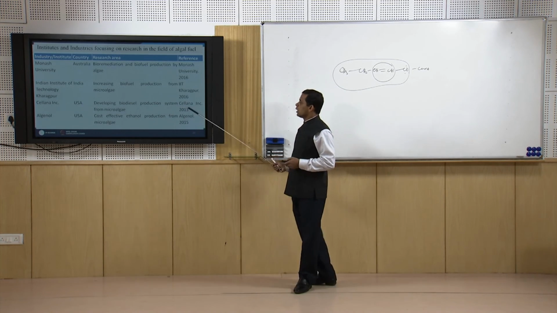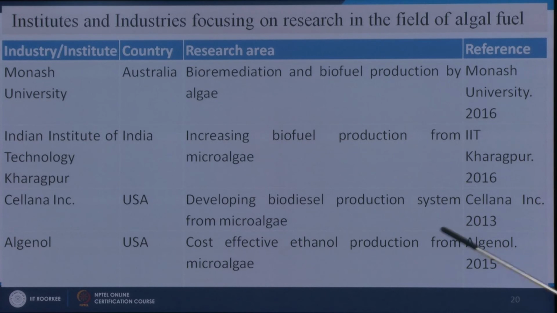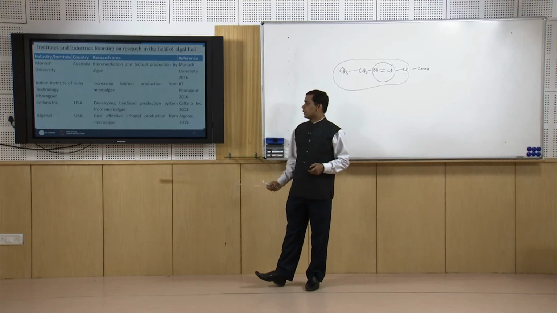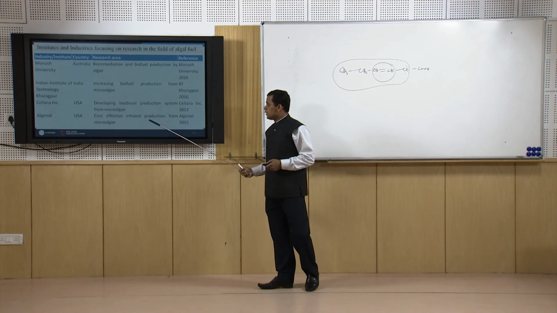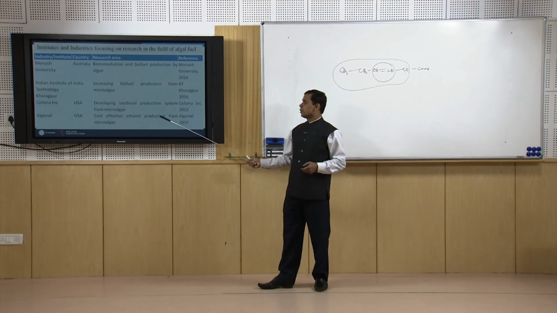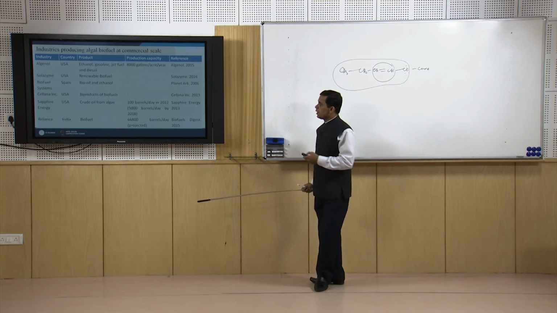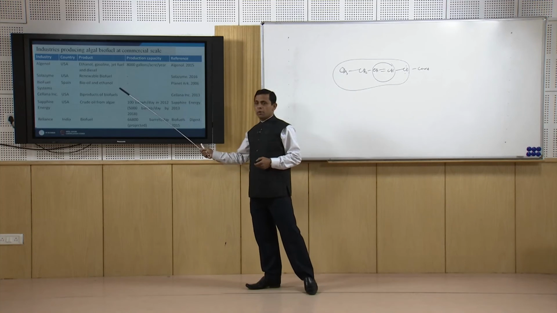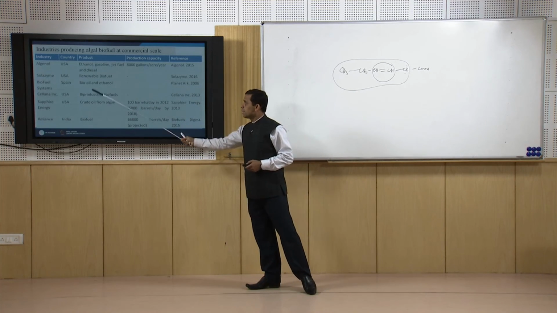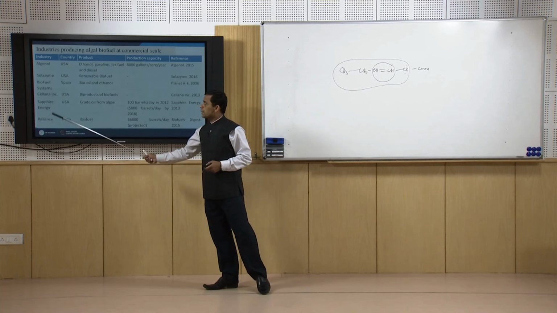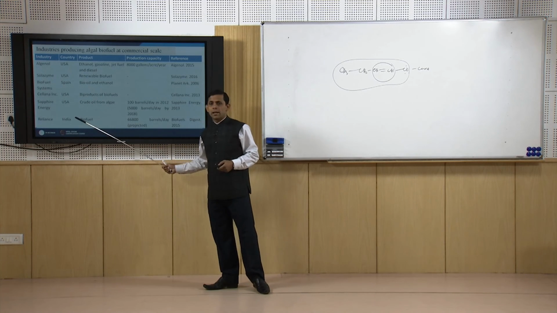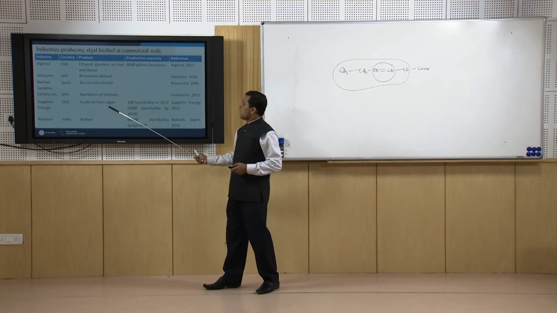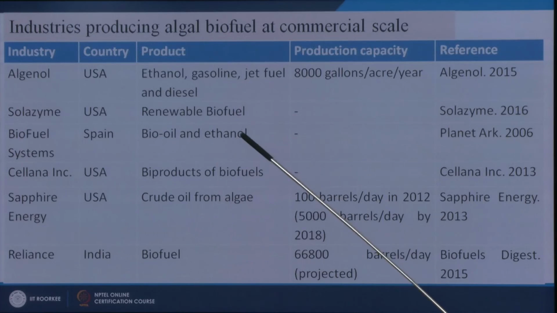And there are two companies involved: Solena, developing a biodiesel production system from microalgae, and Algenol, they are developing cost effective ethanol production from microalgae. Some other industries which are involved in the development of technology are provided here. We see they are located in different countries, USA, Spain, India, etc. So their products are different, but biodiesel, biofuels, crude oil from algae, etc.